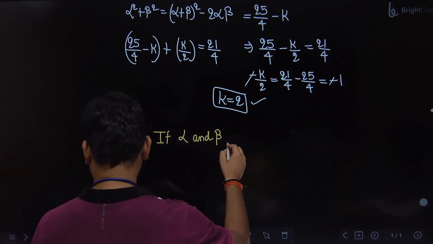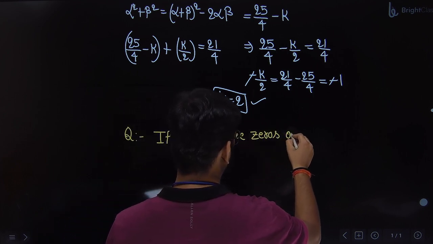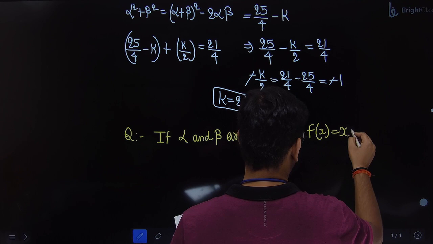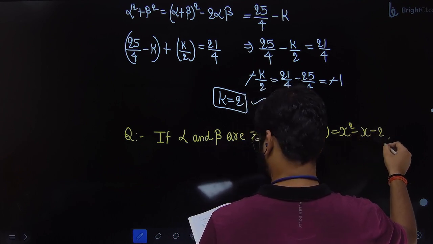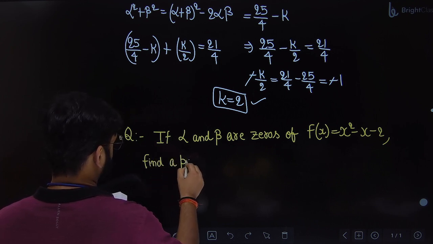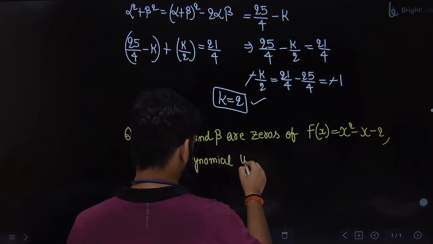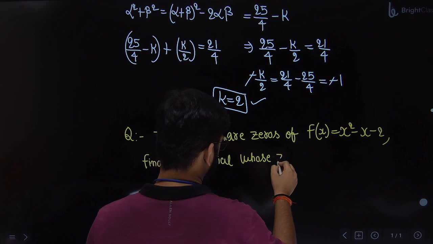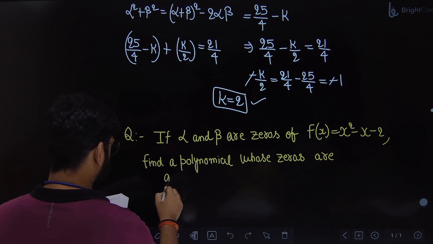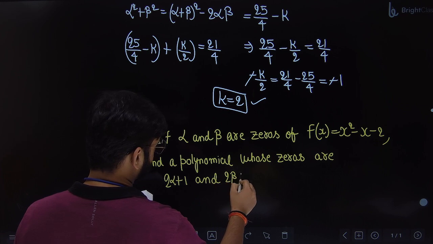Alpha and beta are zeros of f of x equals x square minus x minus 2. Find a polynomial whose zeros are 2 alpha plus 1 and 2 beta plus 1.